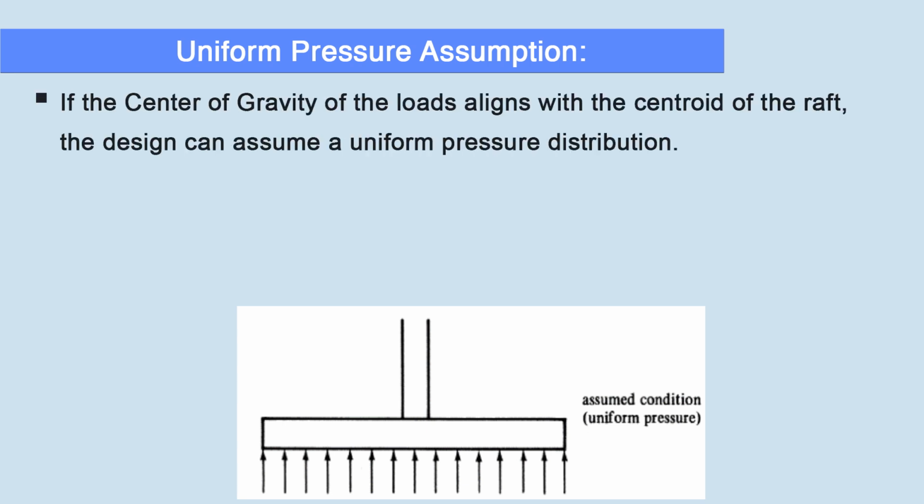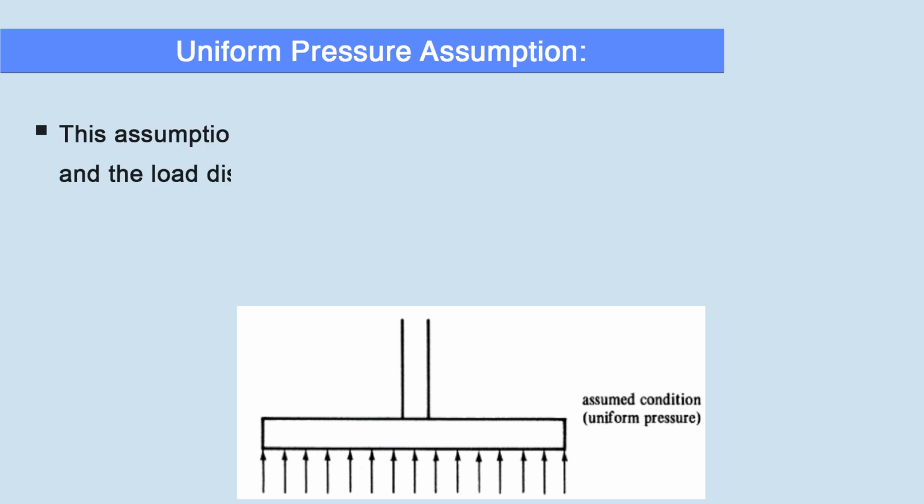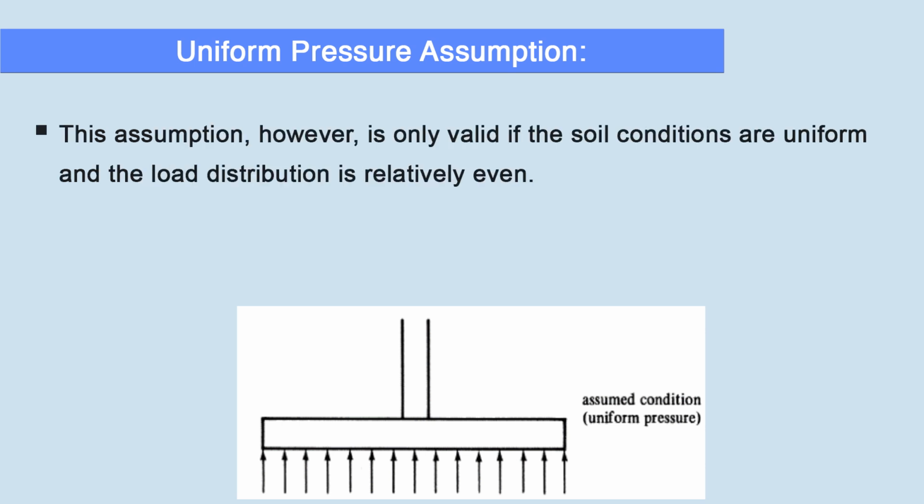If the center of gravity of the loads aligns with the centroid of the raft, the design can assume a uniform pressure distribution. This simplifies the analysis and design process because the pressure beneath the raft is considered uniform, equal to the total downward load divided by the area of the raft. This assumption, however, is only valid if the soil conditions are uniform and the load distribution is relatively even.